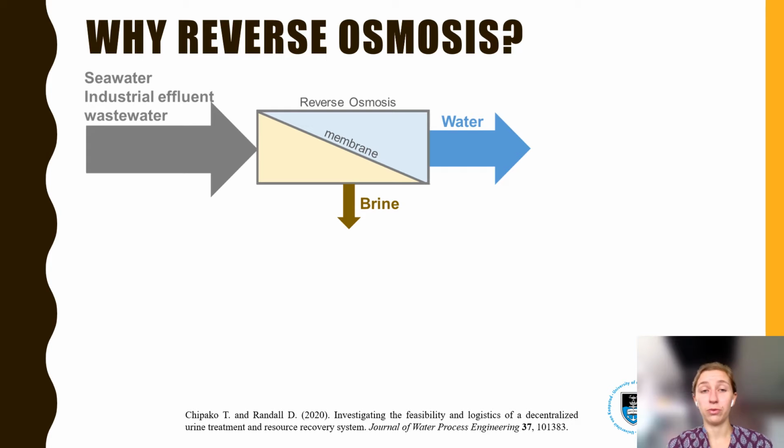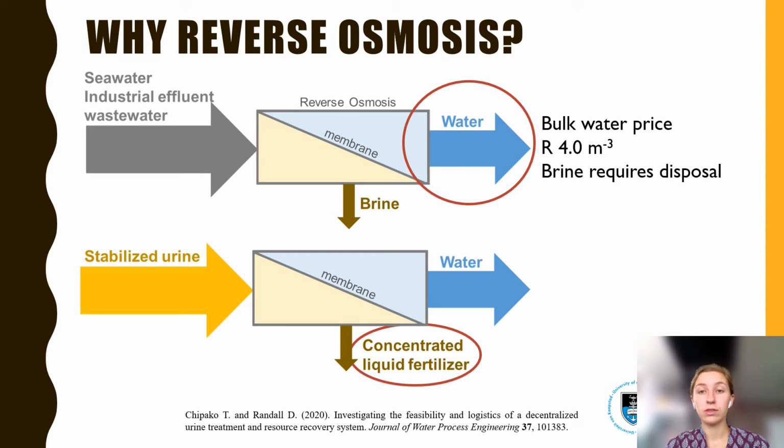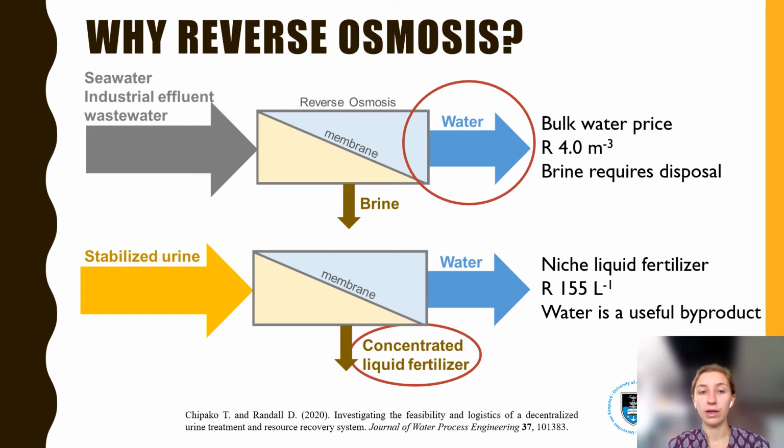A comment we often receive is that RO is expensive, and if water is your product, then yes, it is. Bulk water can only be sold for approximately R4 per cubic meter, and the brine still requires disposal. In our process, the brine is the product. Chipako et al. determined that niche liquid fertilizers can be sold for at least R155 per liter, with water being an additional useful byproduct.